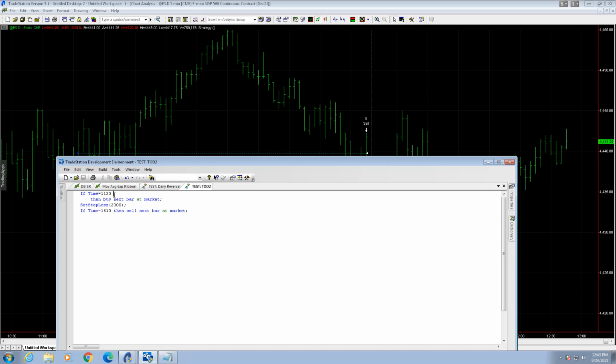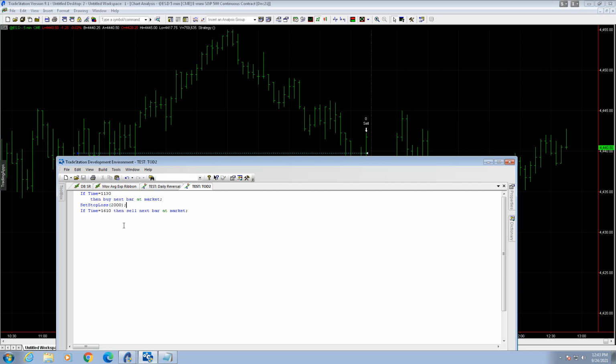If time is equal to 11:30, and my computer's on Eastern Standard Time and the chart is set to local time, it's .d session, so it's day session only, data 5 minutes. The session is from 8:30 to 3:15 exchange time, but on my computer it'll be 9:30 to 4:15. So if time is equal to 11:30, then buy next bar at the market.